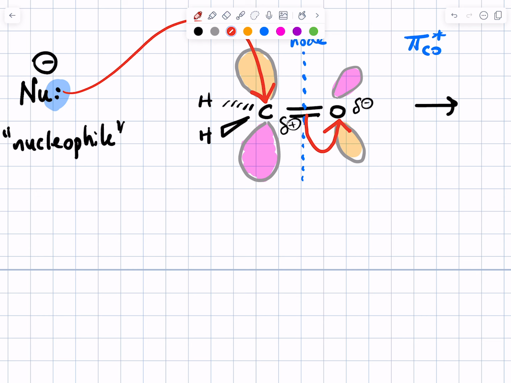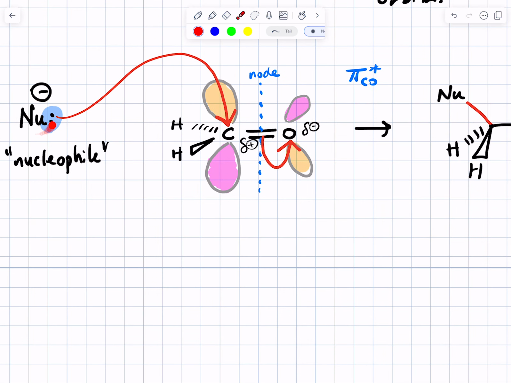So you know the oxygen's more electronegative. You know the electrons in the pi bond are leaning towards the oxygen. That should make the carbon more electron poor. So it makes sense that something that has high energy electrons should be attracted to the more electron poor atom. That's great. The other thing is what I told you, that the LUMO is a little bit bigger on the carbon than it is on the oxygen.